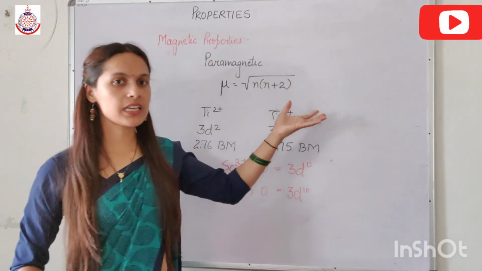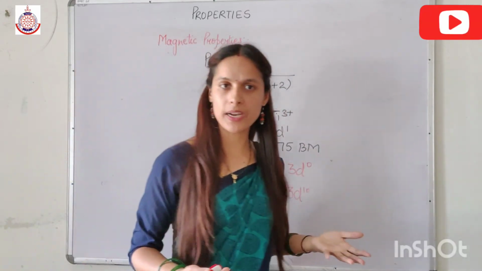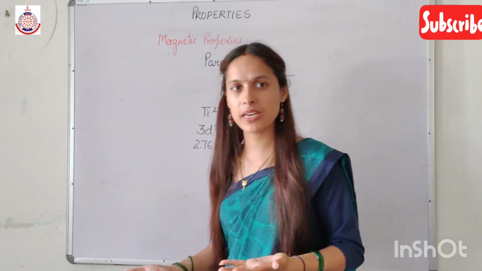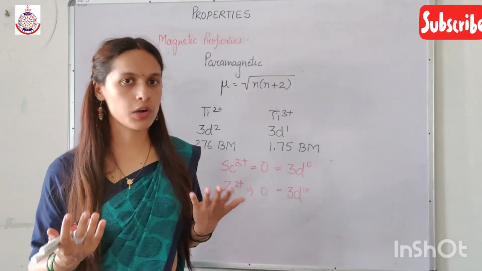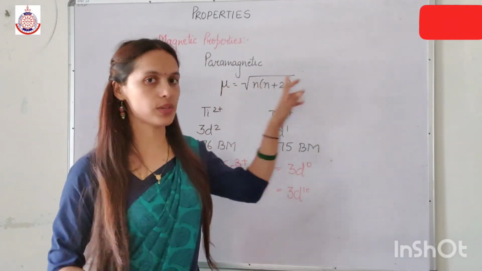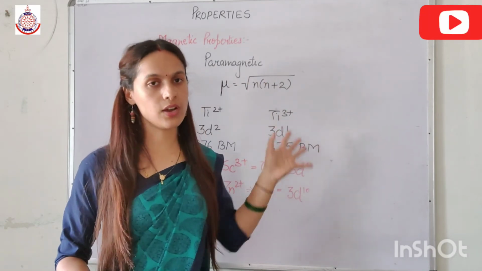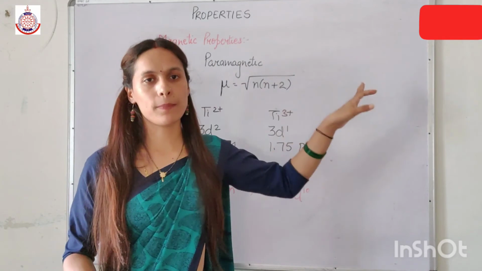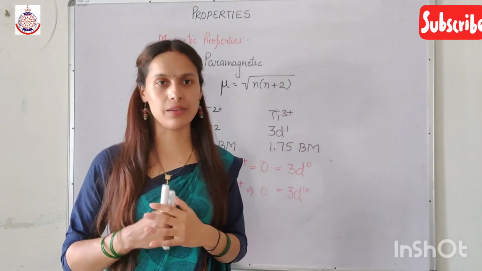So paramagnetic nature is due to the presence of unpaired electrons. If unpaired electrons are there, the substance is paramagnetic. Otherwise the substance is not paramagnetic and its mu value is 0. So this is about the magnetic properties of the d block elements.